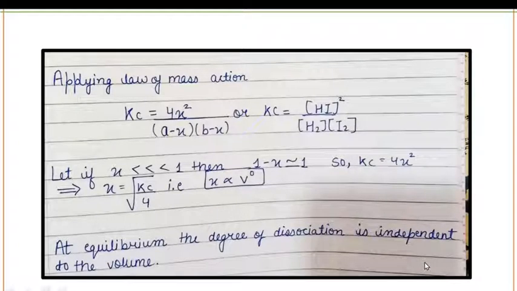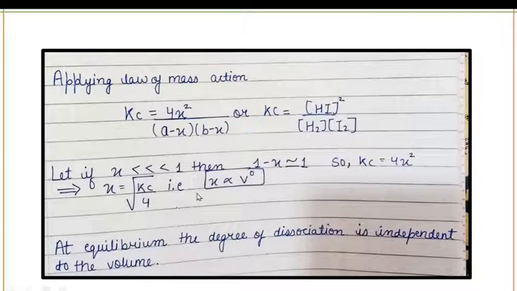After applying the law of mass action, you can calculate the value of Kc and Kp, which means by the homogeneous reactions, or you can say by the different cases of delta N, you can calculate the value of Kp and Kc. After applying law of mass action, you will see that Kc will be equal to 4x square upon A minus X into B minus X. And if X value is less than 1, then 1 minus X will be equal to 1. So Kc will be equal to 4x square, or you can say X is equal to under root of Kc by 4.